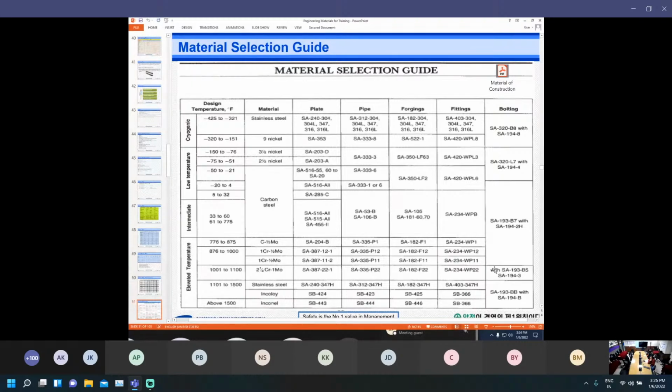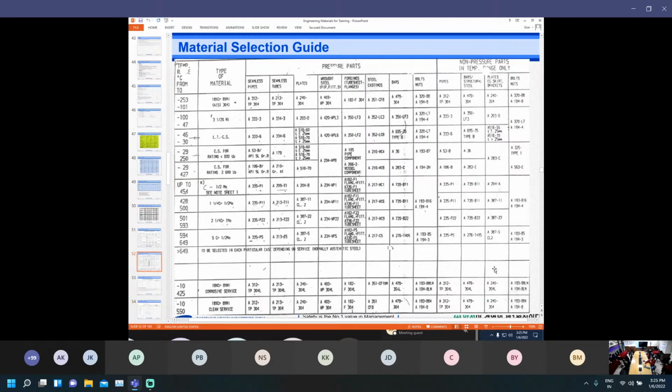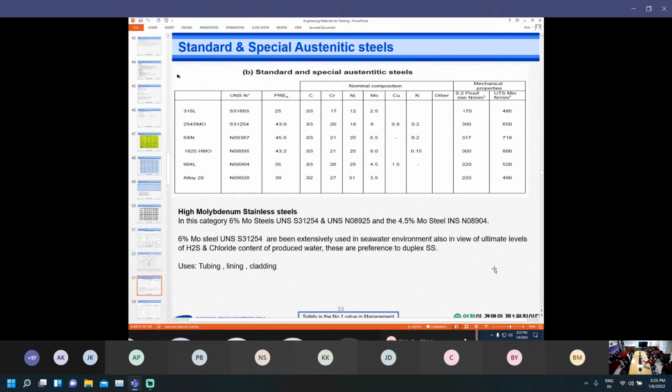This material selection guide is one of the widely used books of Bednar. In the Bednar, they have segregated different forms of material like plate, pipe, forging, fitting, bolting based on the different design temperatures. In the first column, different temperatures are given, and you can select material from this table. You can take a photograph of this. Similarly, there is another table of temperature versus different forms of material selection.